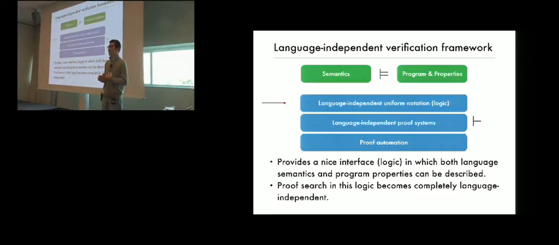Okay? And then, under this logic, we only need to have a proof system and proof automation. And in this verification framework, under this logic, everything is completely language independent. They have no idea what the programming language is, because all the semantics and properties are just parameters of this framework. So in this way, we clearly separate the semantics from the framework. And also, all the techniques implemented in the framework can be easily reused by others, just by instantiating our framework.